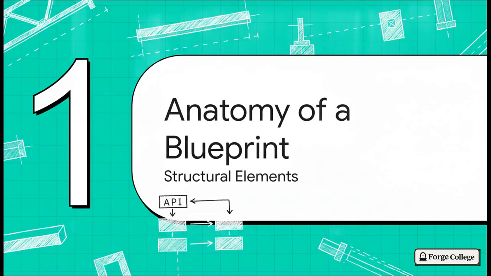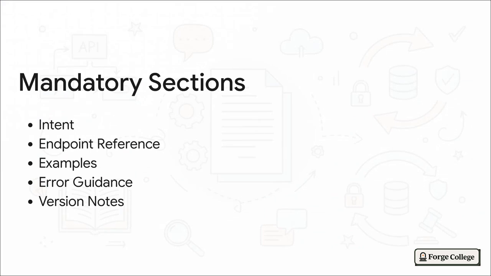All right, section 1, anatomy of a blueprint. We're going to look at the non-negotiable structural elements that hold this entire schematic together. Every single Solana API page absolutely must have these 5 critical load-bearing pillars to actually function as a reliable developer resource. We're talking intent, endpoint reference, examples, error guidance, and version notes. Honestly, if even one of these pillars is missing, the whole structural integrity of your documentation is totally compromised, and trust me, your users are going to feel it immediately.